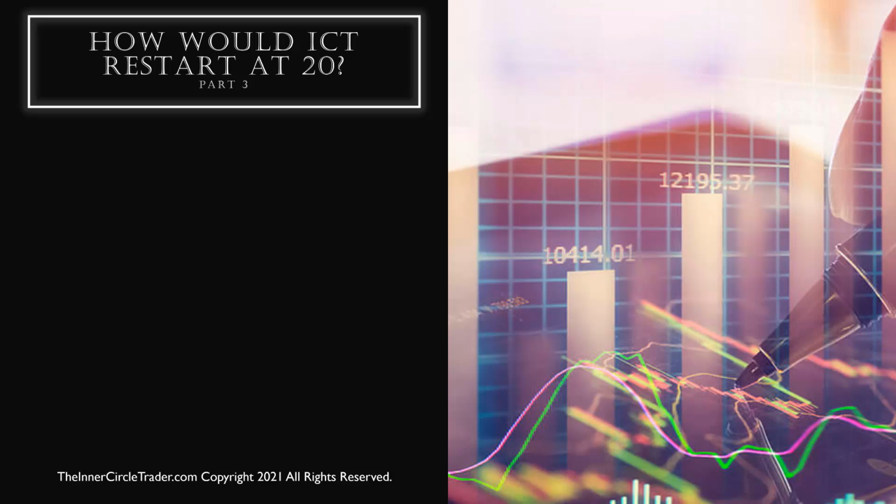This is part 3 of how I would restart at 20 if I had the opportunity to do so. And the premise here is I've done 6 months of backtesting. I've grown accustomed to trusting that the optimal trade entry pattern forms rather consistently during the 8:30 in the morning to 11 o'clock in the morning New York session time.